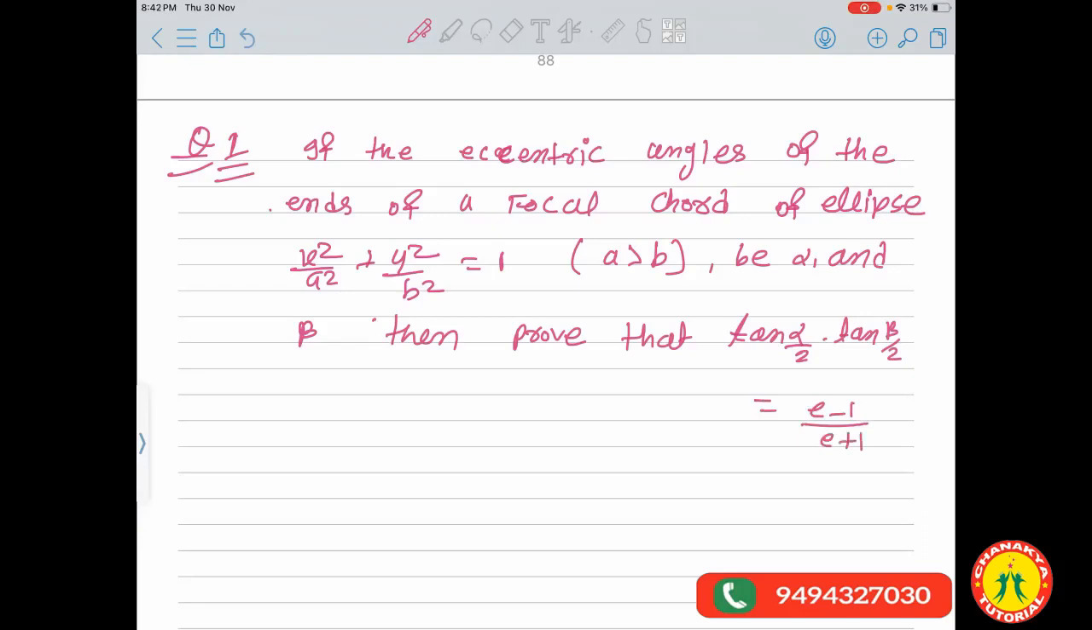So let me read the question again. If the eccentric angles of the ends of the focal chord of the ellipse x square by a square plus y square by b square equal to 1, where a is greater than b, are alpha and beta, then prove that tan alpha by 2 into tan beta by 2 equal to (e minus 1) upon (e plus 1). Do that.